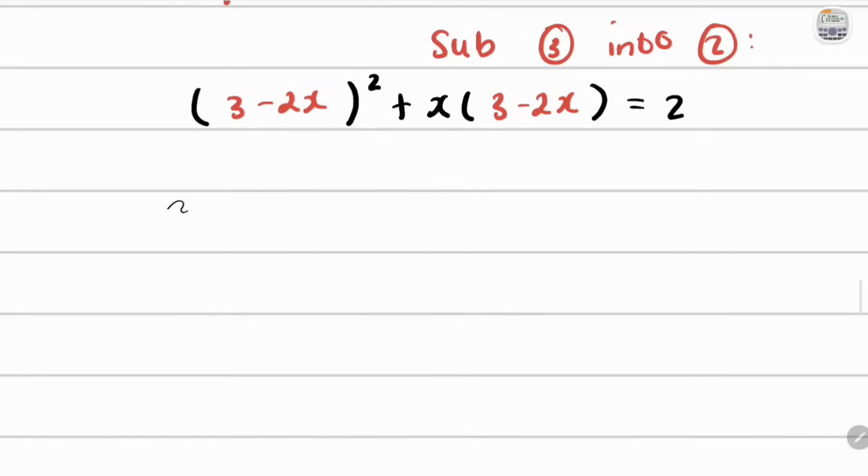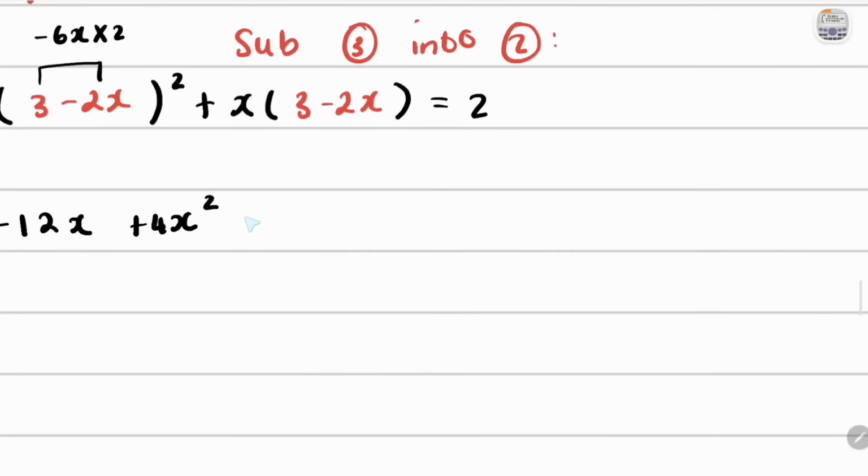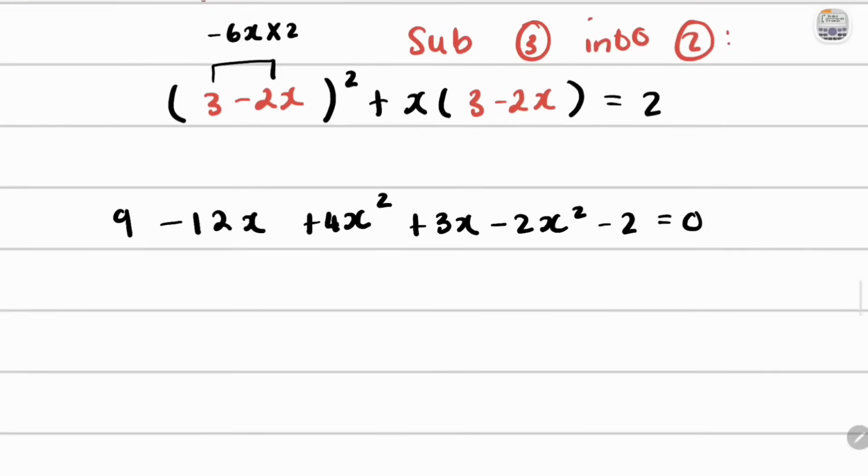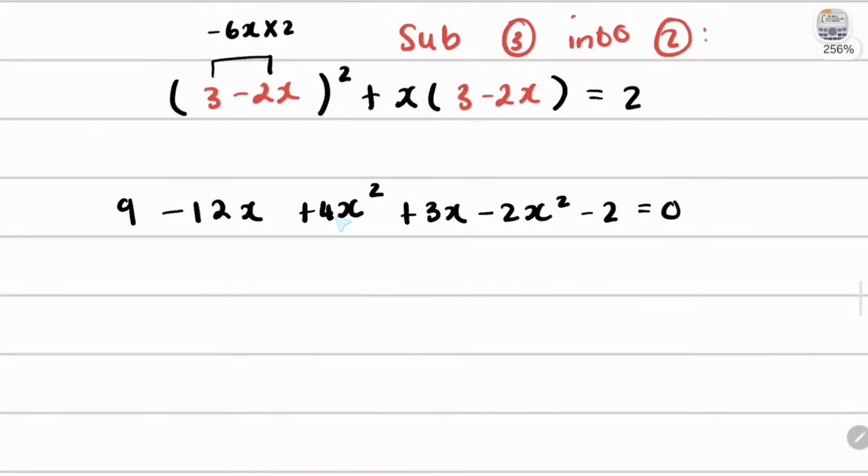Simplifying this, we square the 3 and that gives you 9. Square the negative 2x and that gives you positive 4x squared. Then first term times second term, which gives you negative 6x. And then you double that, multiply by 2, which gives you negative 12x. Then we have these, which we can distribute, and that's going to be positive 3x and negative 2x squared. Now we can just go ahead and take this over, so it's minus 2 is equal to 0.